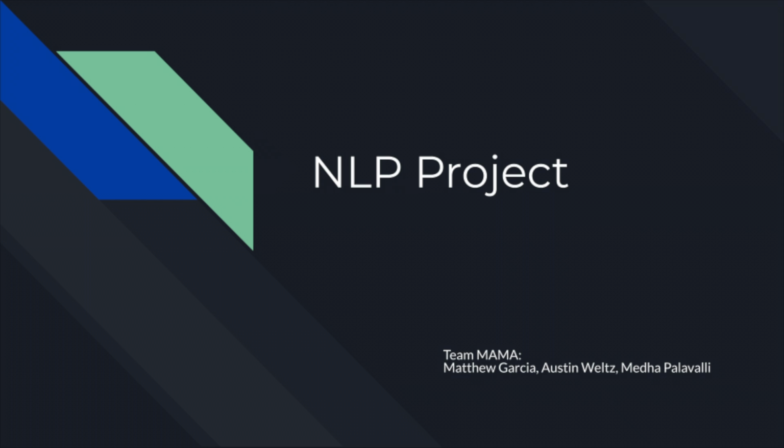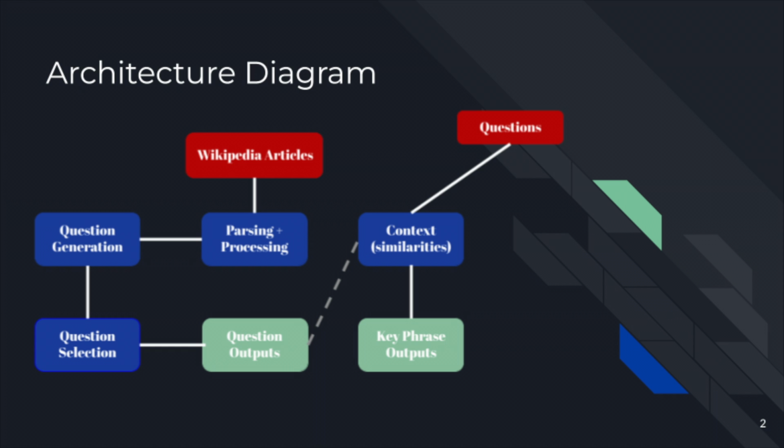We are Team Mama, and this is our question and answering system. This is the architecture diagram of our question and answering system. For the question generation aspect of our system, our input is the Wikipedia articles, which we first pre-processed. Then we generate questions such as auxiliary questions, as well as who, what, where questions.